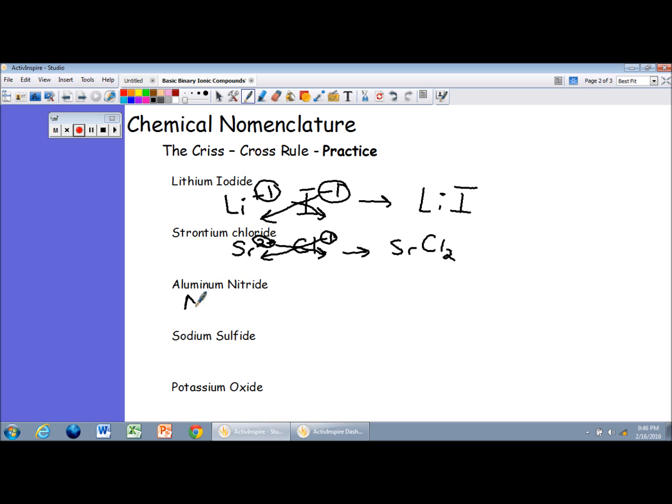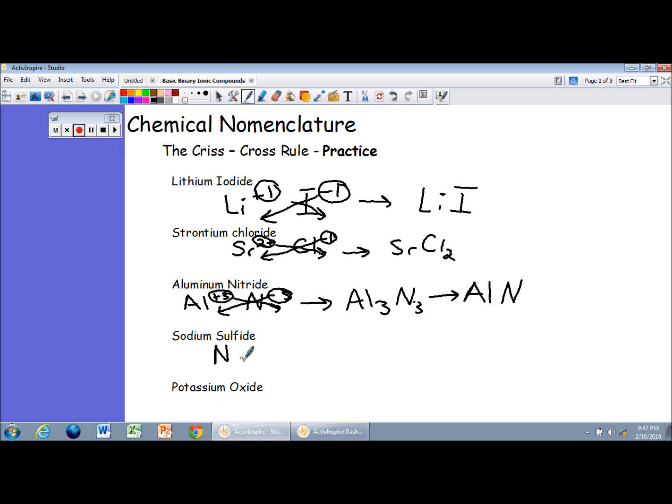Aluminum nitride, Al gets a +3 charge. Nitride gets a -3 charge. So when we crisscross, we're going to get Al3N3. But because we have the same subscripts, we can reduce, which basically means we're going to simplify the subscripts. So we're going to make it Al and N. You always want to reduce if you have the same subscripts. We're going to do one more together.